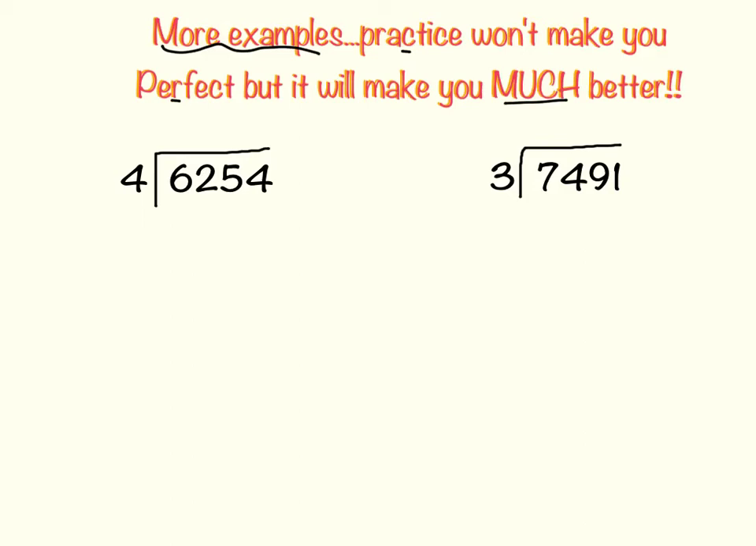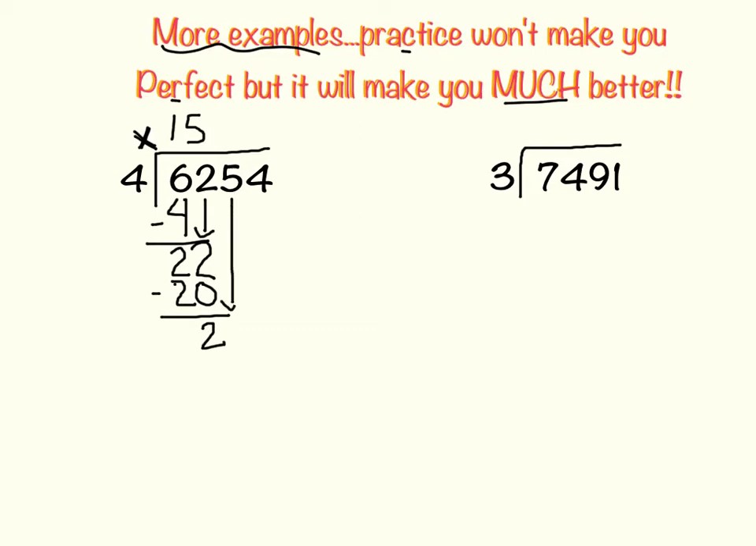All right, here we go. 4 goes into 6 one time. 1 times 4 is 4, and then we subtract. 6 minus 4 is 2. Bring down the 2. 4 goes into 22 5 times. 5 times 4 is 20. Subtract. 2 minus 0 is 2.